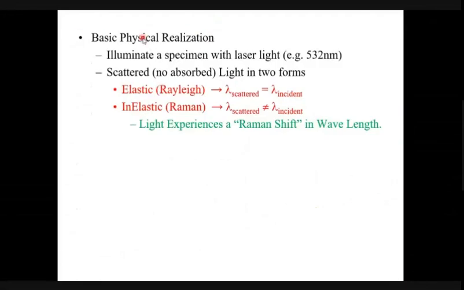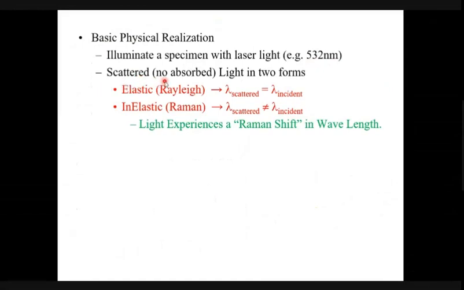Now, let's study more about this type of scattering. Now, the basic physical realization. What happens in it with respect to physics? Illuminate a specimen with laser light of wavelength 532 nanometers. After this laser light falls on your specimen, there are two possibilities. When the light is scattered, not absorbed, just scattered.